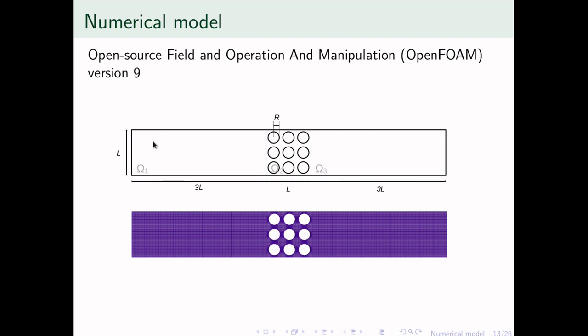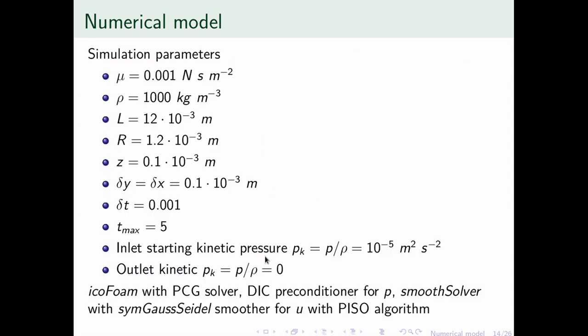The flow is from left to right, and the idea is to understand the boundary between the non-porous domain and the porous domain, and to see what happens when the flow exits the porous domain, if this can influence the stability of the system. This is the grid used for our simulations, and these are the parameters used in our simulation.